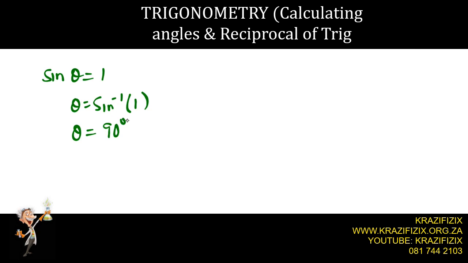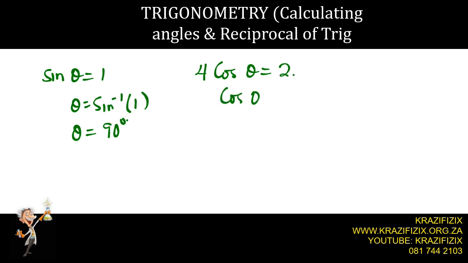Okay, this one is on you. 4 cos theta equals 2. What do you do here? Isolate the trig ratio. I'm sure you're trying to work it out. Alright? So what do you have? You paused the video, right? And you got your answer.